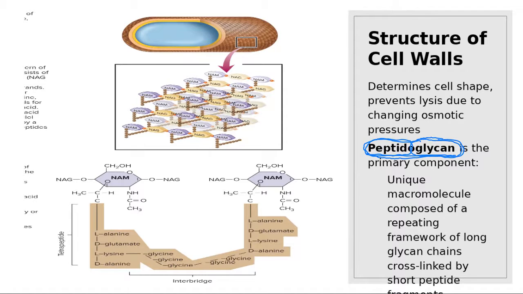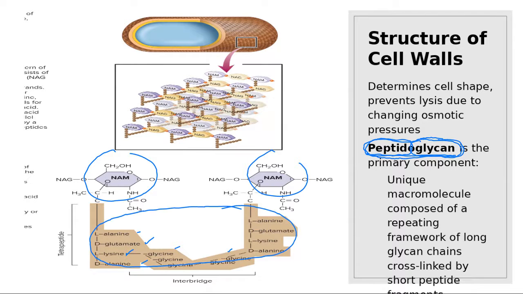So this molecule is composed of amino acid and carbohydrate. There are a lot of amino acids over here, and this is the carbohydrate. The carbohydrate is connected with the peptide, or the amino acids.